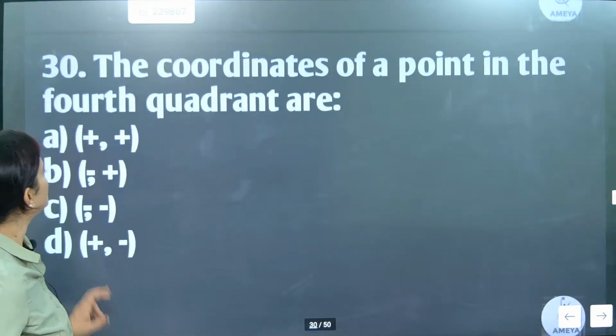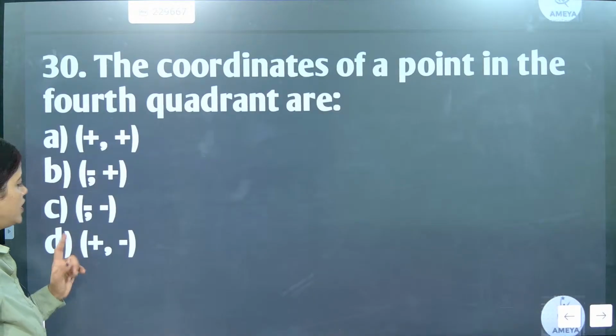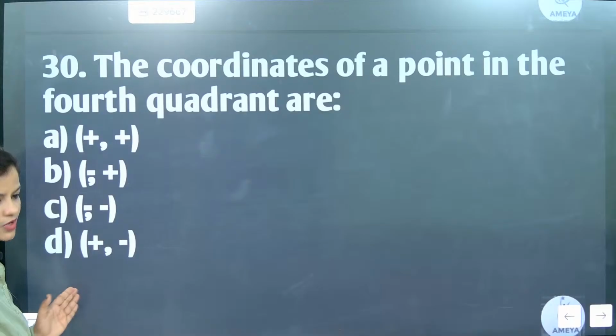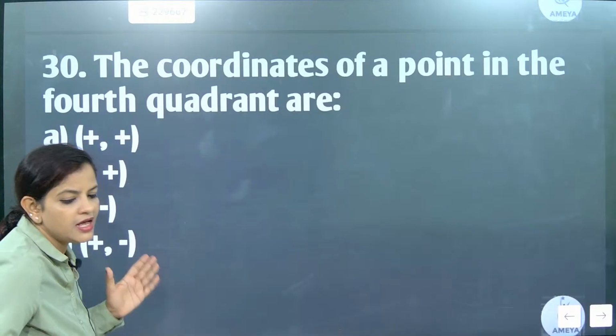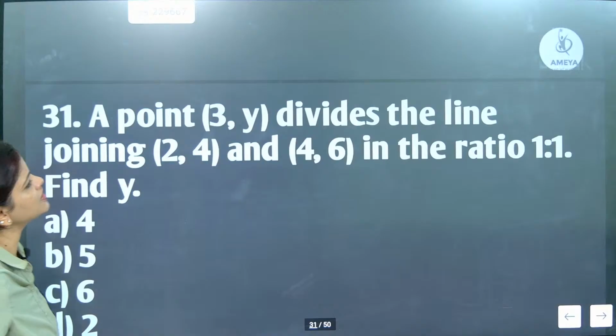Okay. So which one is for the fourth quadrant? Fourth quadrant is, come on, say. Very good. In the fourth quadrant, x will be positive and y will be negative. Understood? We will go for the next one. Come on, children, give the answer as fast as possible.